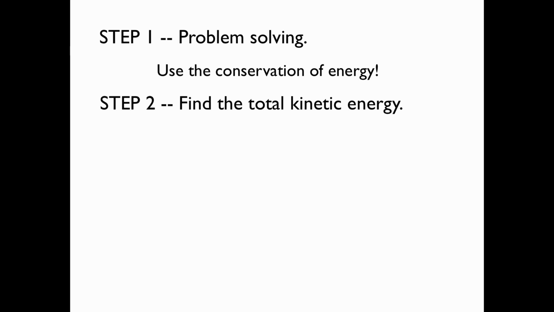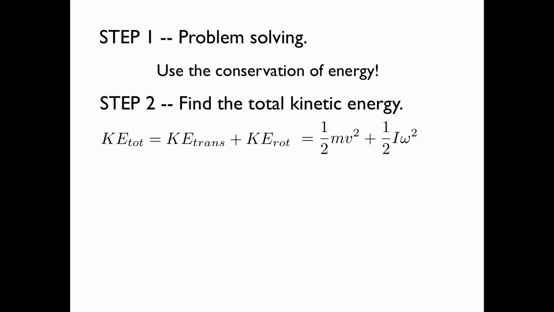Step 2 will be to find an expression for the total kinetic energy. The kinetic energy of a rotating object is equal to the translational kinetic energy, that due to the ball's forward motion, and the rotational kinetic energy, the kinetic energy due to the ball's rotation around its axis. This is equal to 1/2 mv squared plus 1/2 I omega squared, where I is the moment of inertia and omega is the angular velocity.